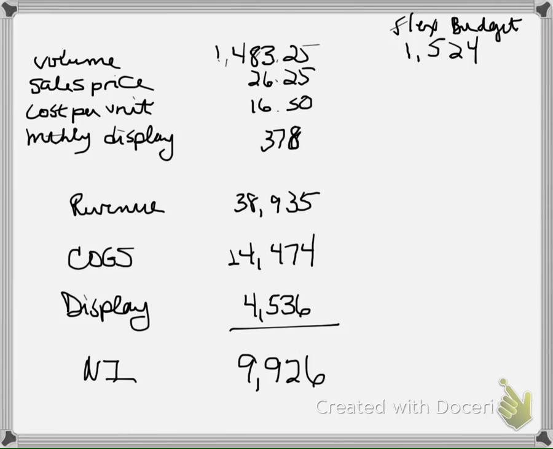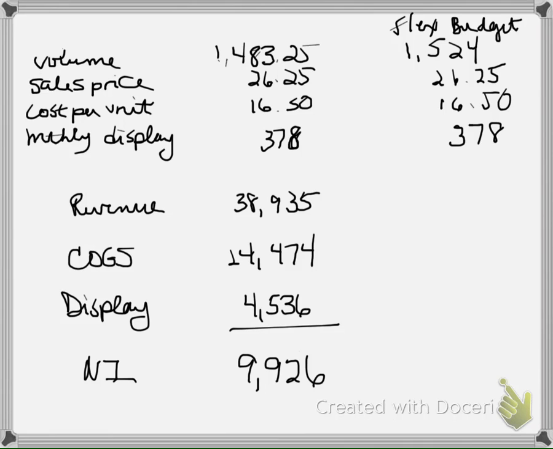So I'm going to keep my sales price assumption at $26.25 per unit. I'm going to keep my cost per unit at $16.50 and my monthly display cost at $378 per month. Now notice that my monthly display cost is a fixed monthly cost. That's not going to change at all.